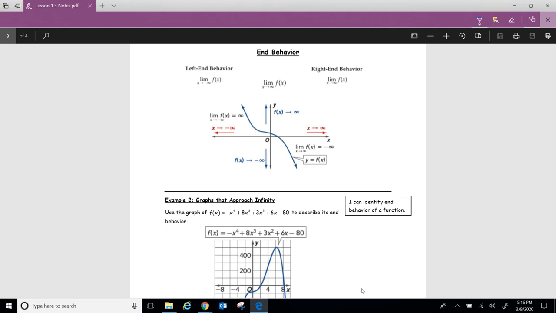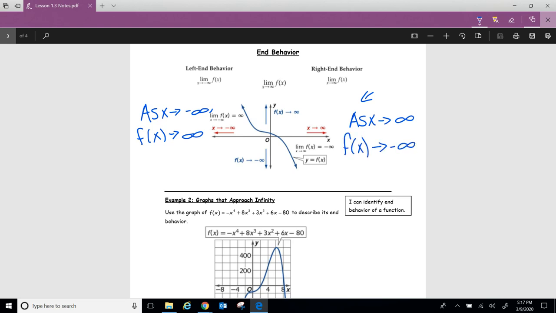So if you look at this graph here, and I asked you in Algebra 2, how would you express the end behavior? You would say something like, as x approaches negative infinity, f of x approaches positive infinity. And over here on this side, you would say as x approaches positive infinity, in other words, as we start going this direction, my y values start going to negative infinity. So f of x approaches negative infinity.